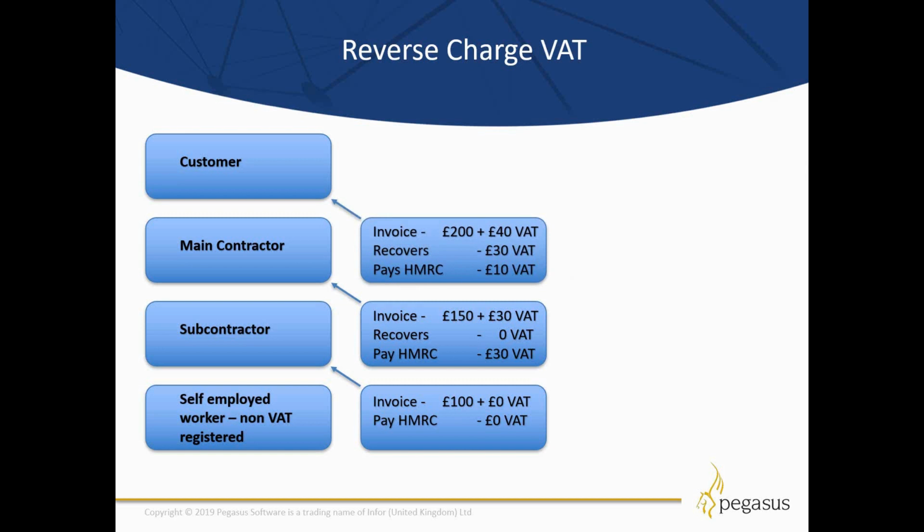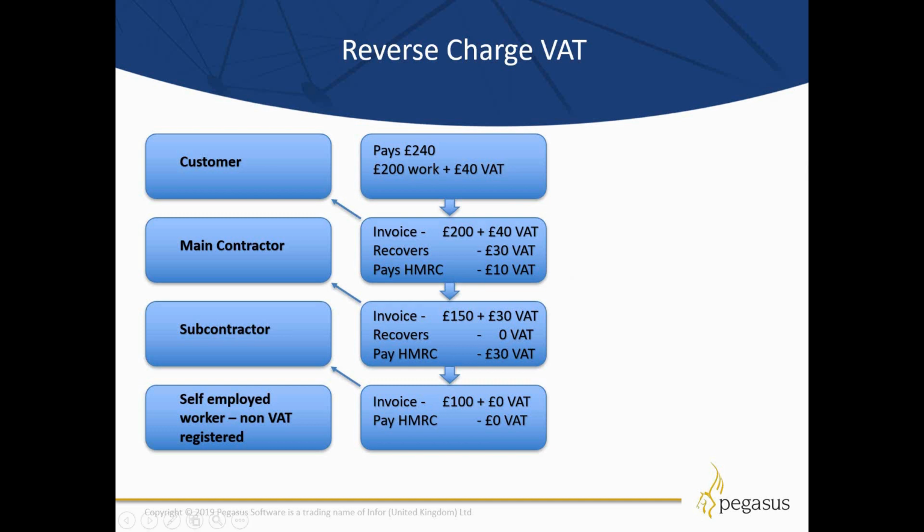The main contractor does some additional work, and at the end of the period, they would send an invoice to their customer. This would include VAT. At the end of the VAT quarter, they would pay the VAT across to HMRC and at the same time recover any VAT they had paid to their subcontractors and suppliers. In this case, they would recover £30 VAT from the subcontractor's invoice and pay the £40 VAT charged to their customer, i.e. the balance due to HMRC would be the difference, £10. And of course, the customer pays the main contractor, who pays the subcontractor, who pays the self-employed worker.